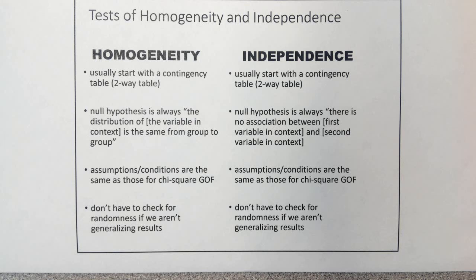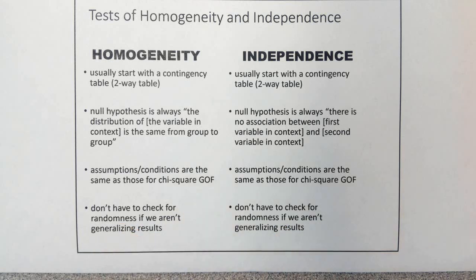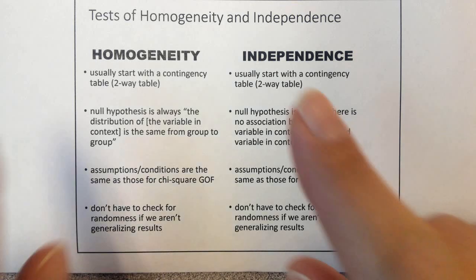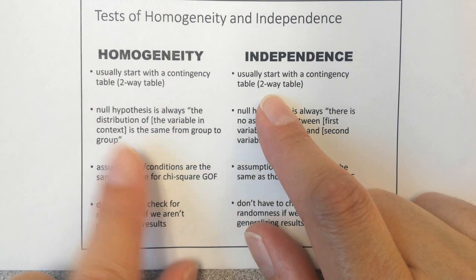It's really how the question is phrased, usually how your last sentence is phrased, that makes the difference as to which of these 2 tests you do. Because other than the wording of the hypothesis and the conclusion and the name of the test, they are identical. So the worst thing that could happen if you run the wrong one on the AP exam is you give it the wrong name and you lose a point, and everything else is going to be the same. So you typically are going to start with a two-way table, a contingency table.